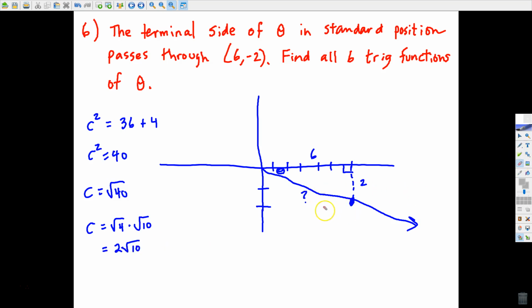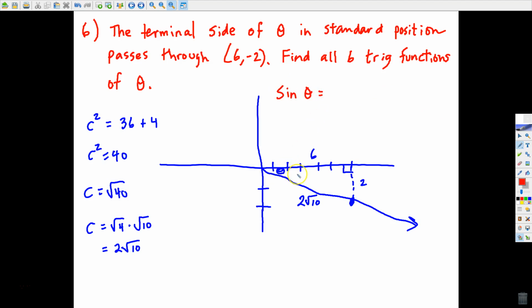So now we know the 3 sides of this right triangle, and we can go to making all 6 trig functions of theta. Everything is in relation to theta, which is always near the origin. So we're looking this way. All right, so we'll just start with sine theta. Just come over here, give myself a little bit of room.